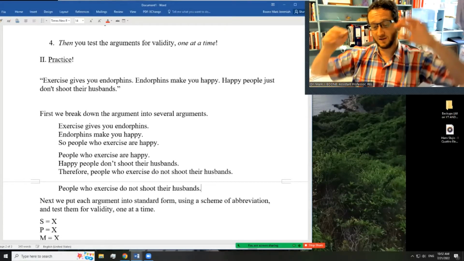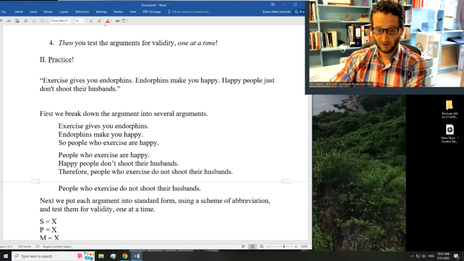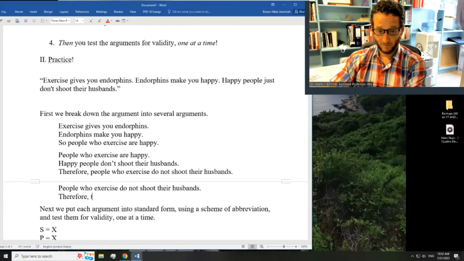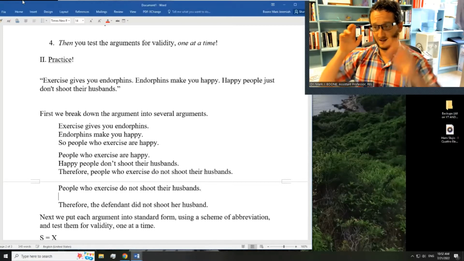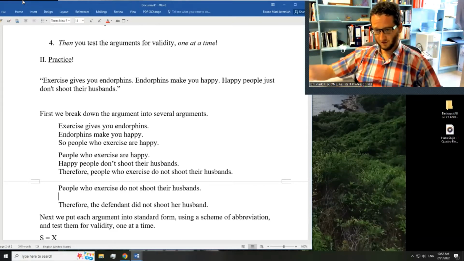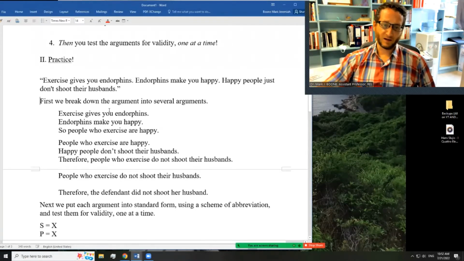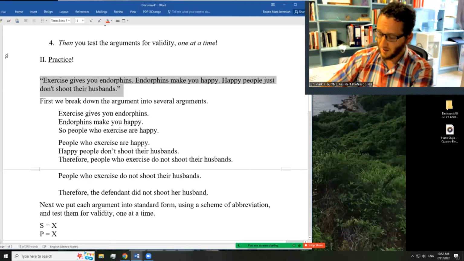As before, we take the subconclusion of the former link in the chain, then we add the final conclusion, which is that the defendant did not shoot her husband. In context, this is fairly clear, although you sort of have to infer it. It might be less obvious just looking at the text here: exercise gives you endorphins, endorphins make you happy, happy people just don't shoot their husbands. If I had better video skills, maybe I'd play a clip of the film. Anyway, you can probably find it on the internet.